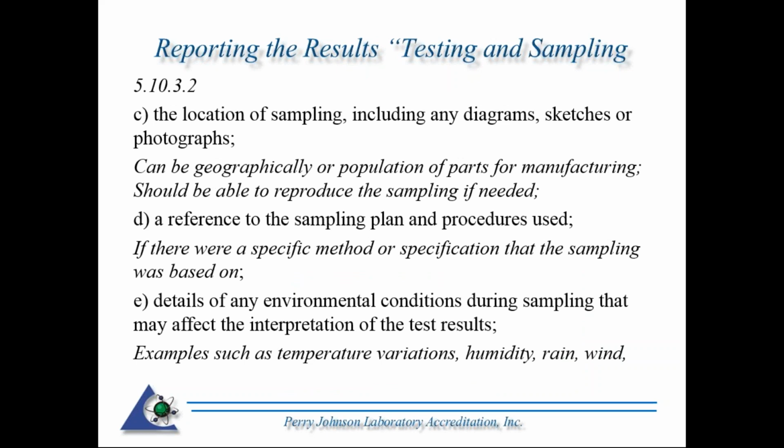C, the location of sampling. This could include any diagram, sketches, or photographs. So this can be geographically or population of parts for manufacturing. You should be able to reproduce the sample if needed. So geographically, let's say you were taking a water sample someplace, you should be able to specify where that sample was taken from. Population of parts in manufacturing. If you're producing parts, you may need to have a run number, a lot number, something to identify where that population came from.